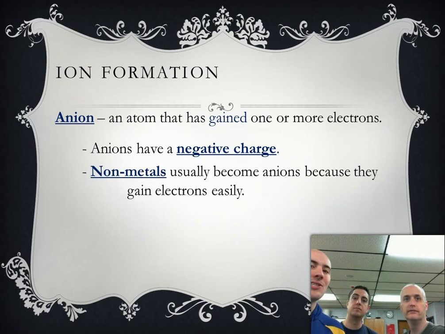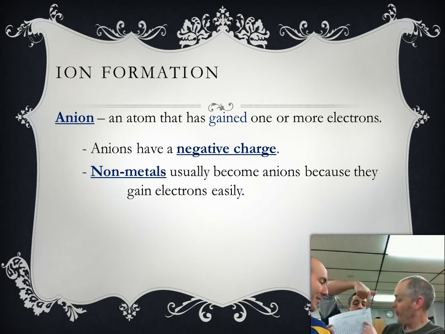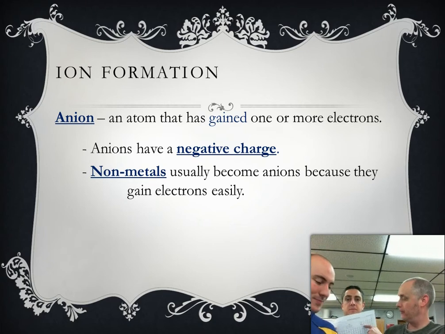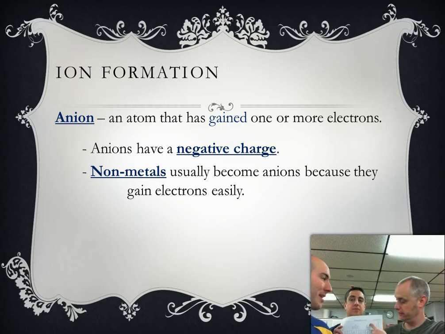Now normally it's nonmetals that become anions because if you look at your periodic table, nonmetals are on the right side of the periodic table. Look at all of them hanging out. They have almost full, but not quite full, valence shells. So remember we talked about how atoms behave in ways that try to make them more stable, in other words, have a full valence shell. So in order for these to have full valence shells, they have to add in electrons, and that gives them a negative charge.